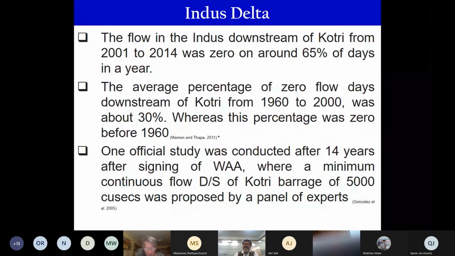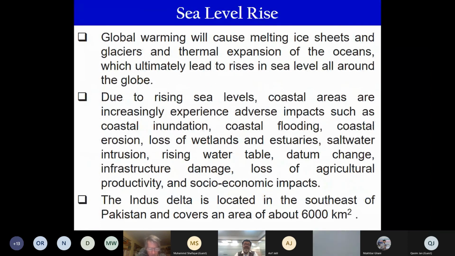Global warming will cause melting ice sheets and glaciers and thermal expansion of oceans, which ultimately lead to rises in the sea level all around the globe. Due to rising sea level, coastal areas are increasingly experiencing adverse impacts such as coastal inundation, coastal flooding, coastal erosion, loss of wetland, estuaries, saltwater entering, rising water table, datum change, infrastructure damage, loss of agriculture productivity, and socioeconomic impacts.